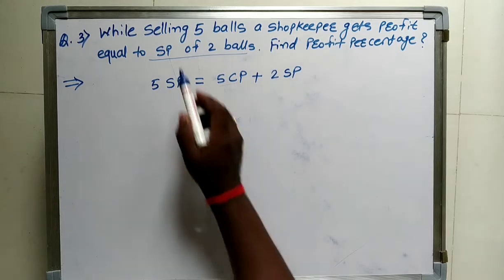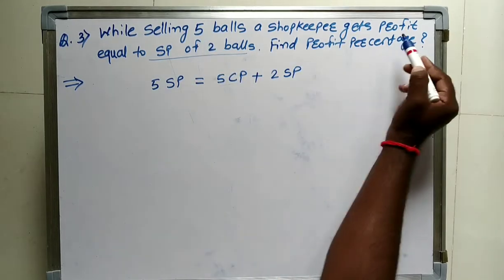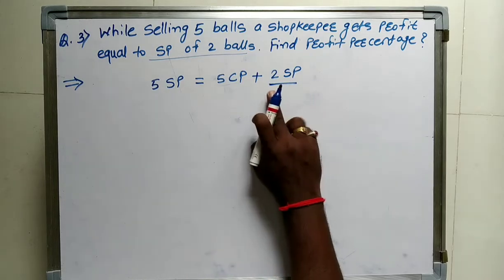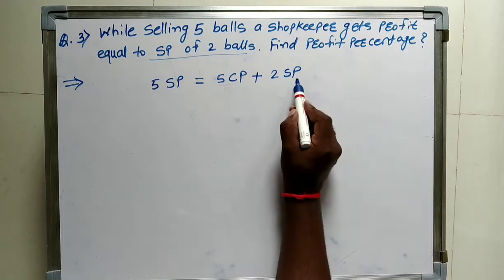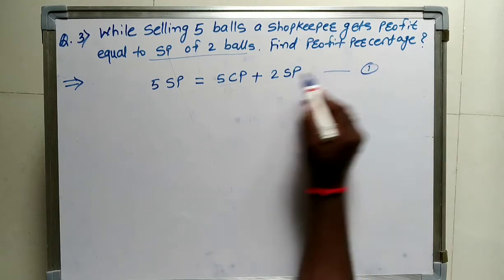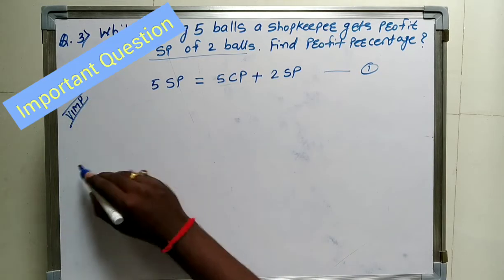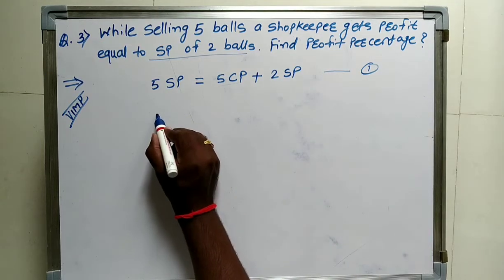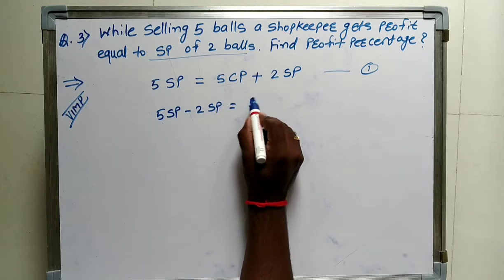This is the sentence: when a shopkeeper sells 5 balls, he gets a profit of the selling price of 2 balls, in addition to the cost price of 5 balls. So this will be the equation. This is an important equation, and this type of problem can be asked in your examinations. This is a very important question. We will modify this equation: 5 SP minus 2 SP equal to 5 CP.